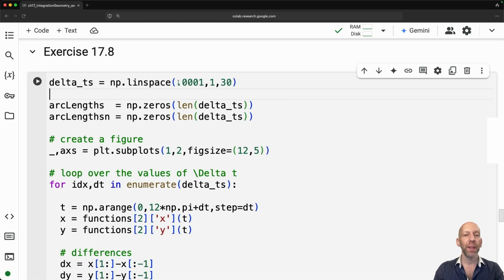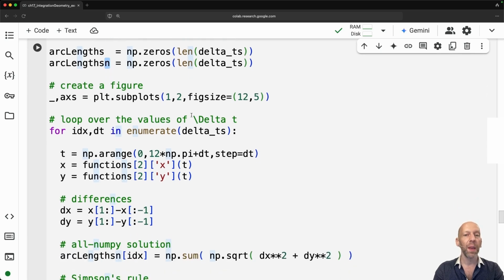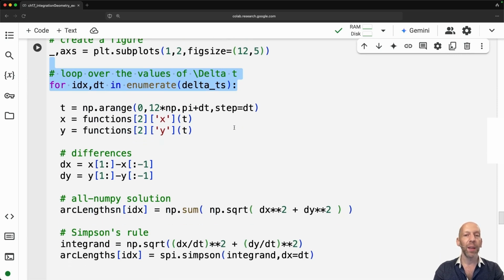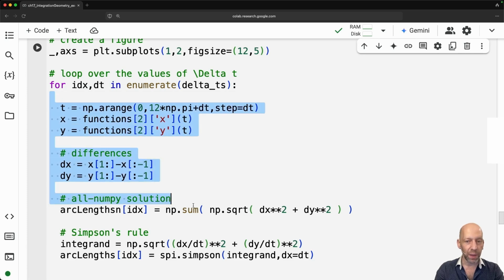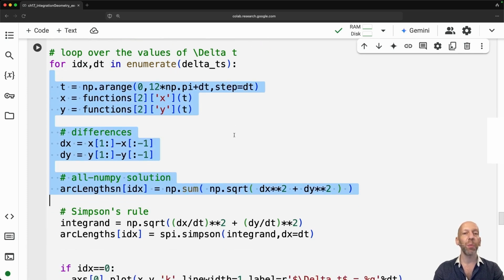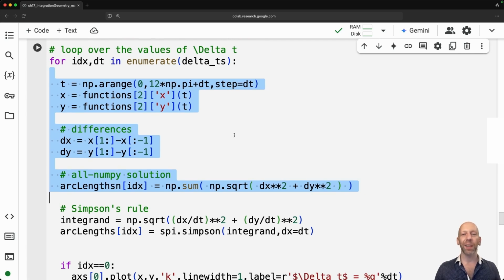Here I define the range of delta t's, so the different delta t's from 0.0001 to 1 in 30 steps. Here I am initializing the resulting arc lengths. This is for NumPy, so this is the direct calculation in NumPy. That's what the N stands for. Here is the for loop over the values of delta t. Now, this code here should look familiar from the previous exercise. In fact, I literally copy pasted it from the previous exercise.